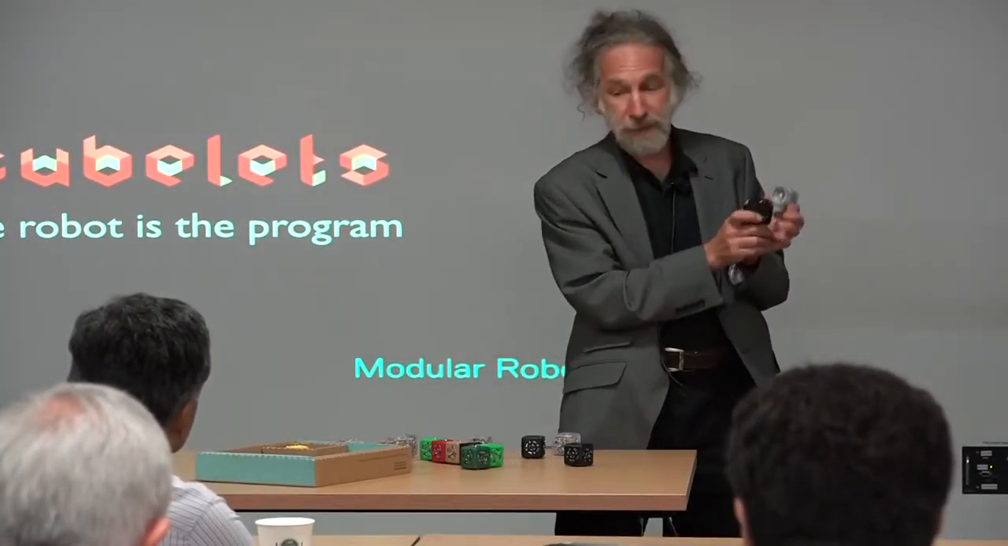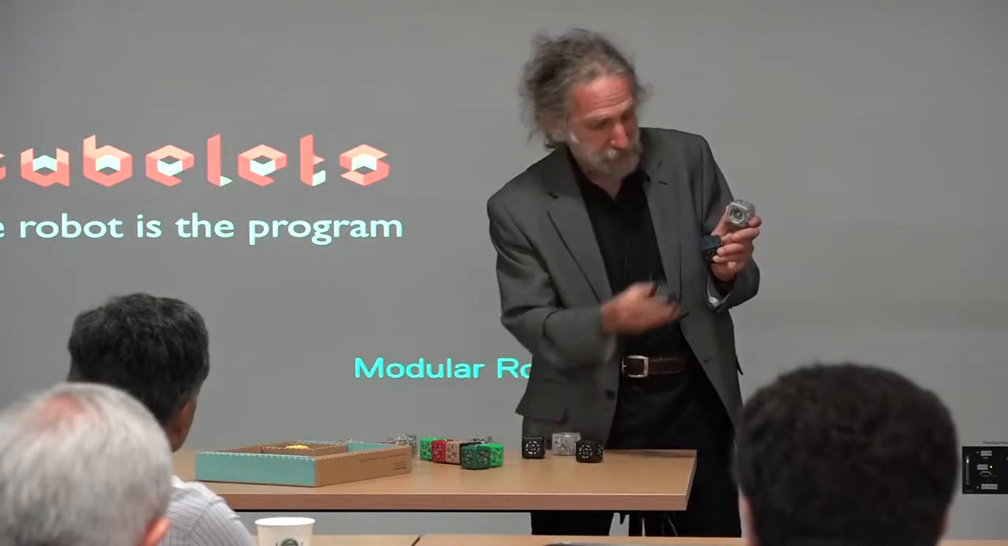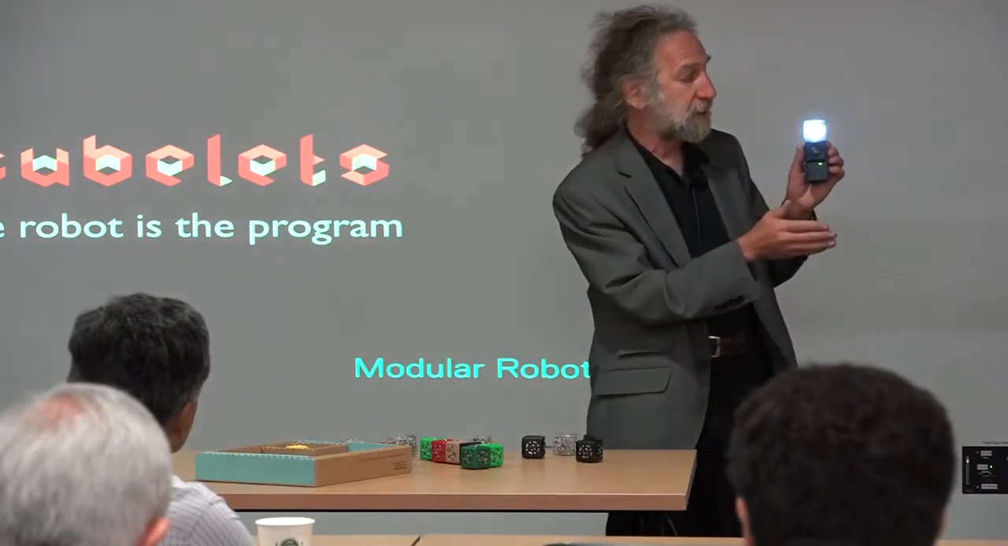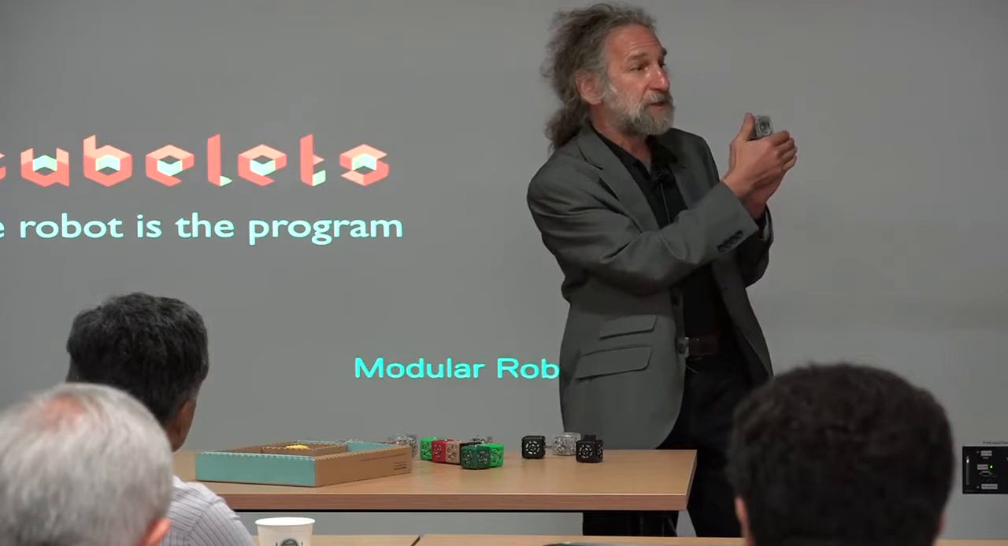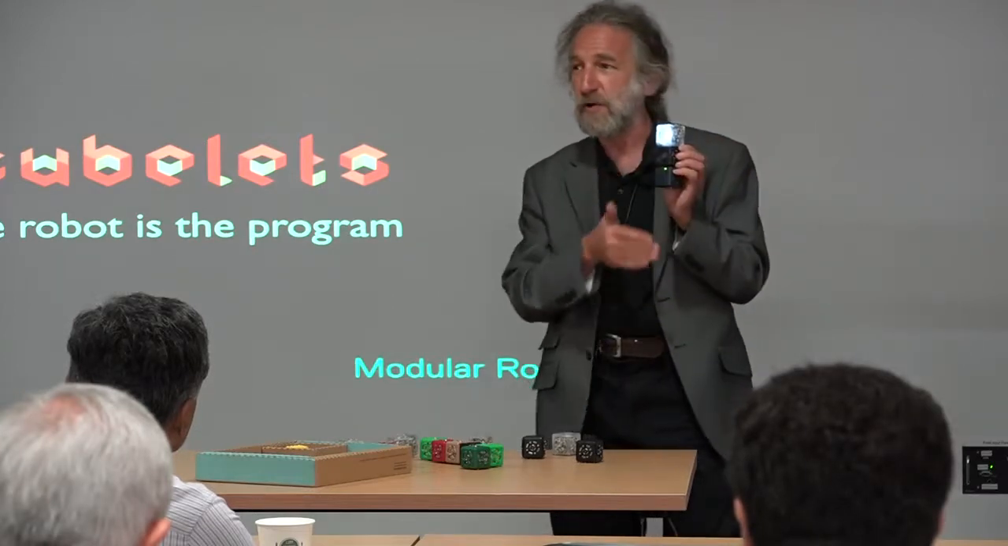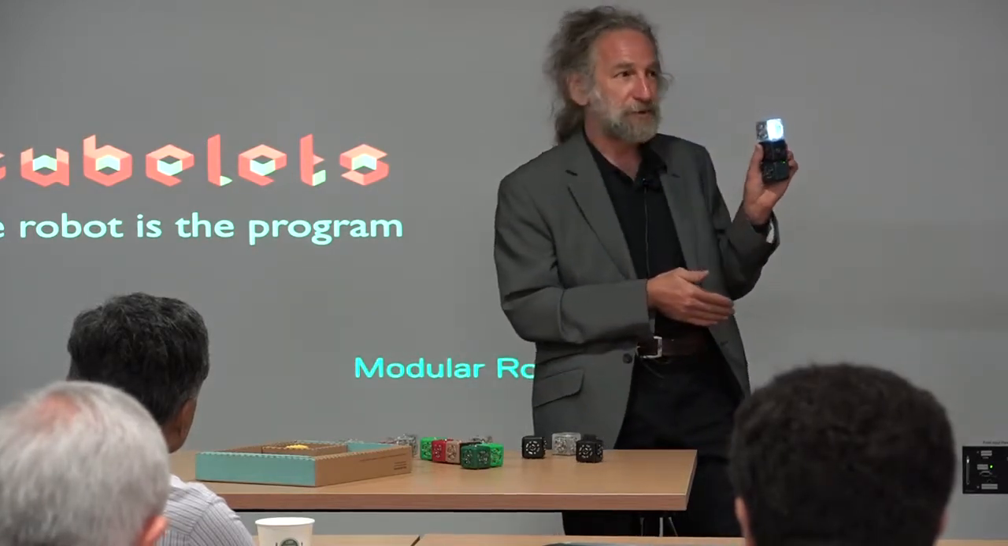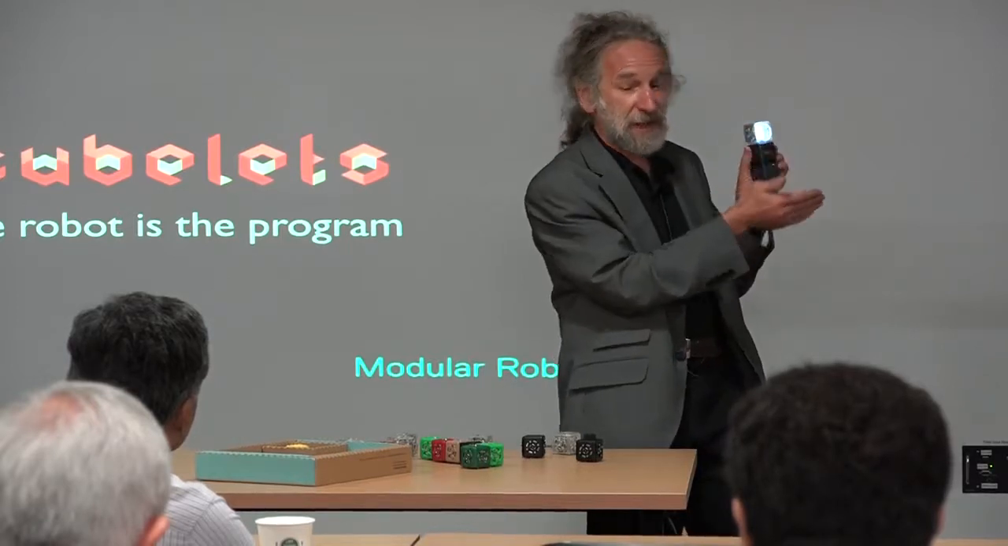Let me replace the knob sensor by a light sensor. Okay, so now here's a little dumb flashlight. The darker it is, the flashlight goes off. That's kind of wrong, right? That's not what you want. But it is a robot, right? It's sensing and it's acting.